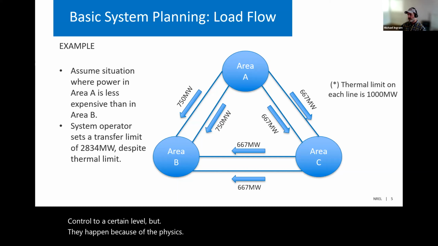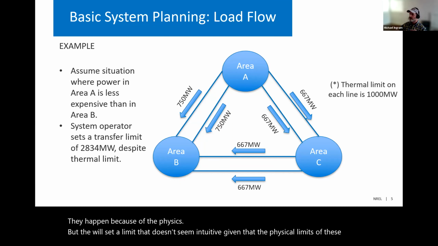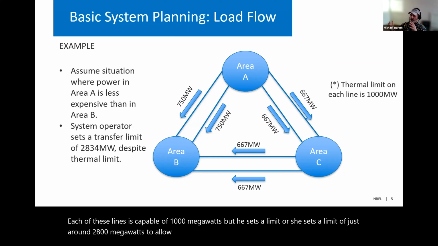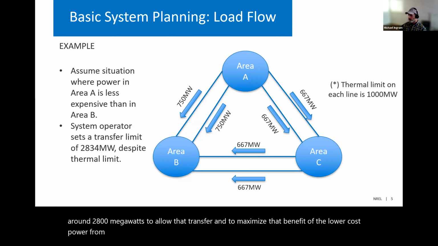But the operator will set a limit that doesn't seem intuitive, given the physical limits of these lines. Each of these lines is capable of 1,000 megawatts, but he or she sets a limit of just around 2,800 megawatts to allow that transfer and to maximize the benefit of the lower cost power from A to B. And why do they set it at a lower limit than 3,000?